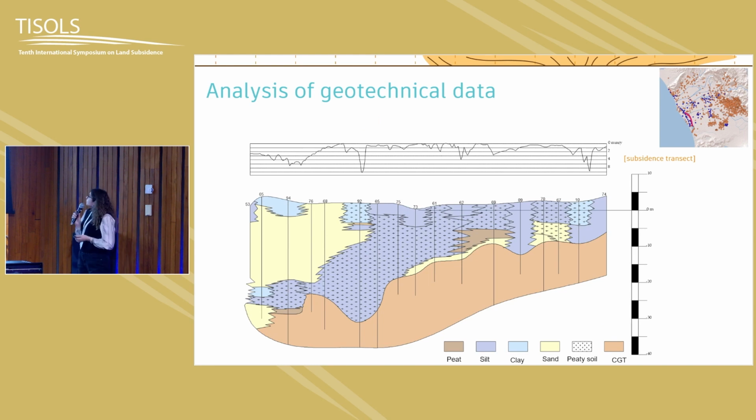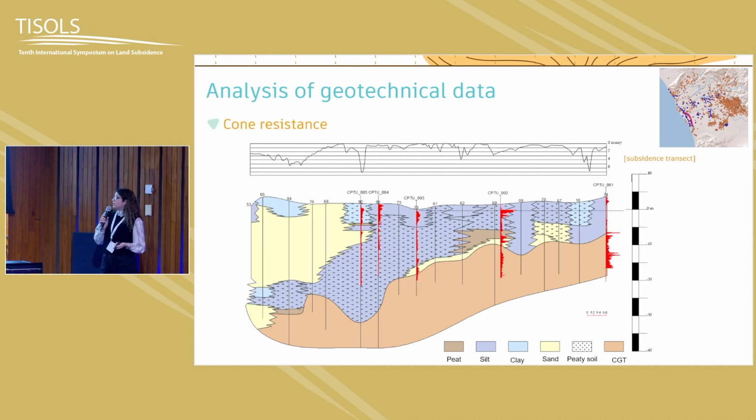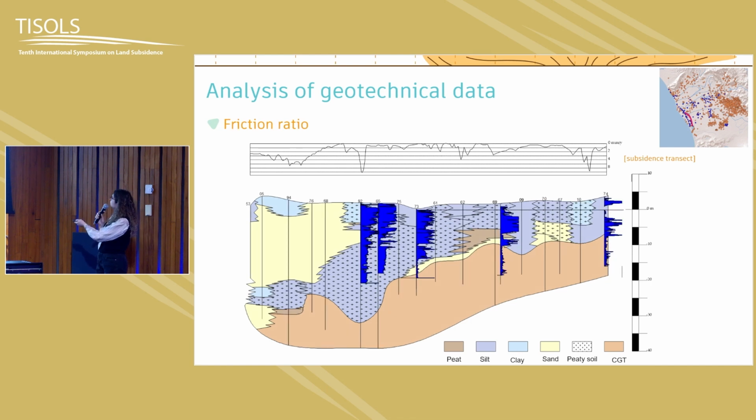Okay, after that, we made the analysis of the geotechnical data. We made some CPTU near the coastal area. And here we can see the subsidence transect and here the reconstruction of the lithology. We analyzed some of the main parameters of the CPTU. So we analyzed the cone resistance, but also the friction ratio.